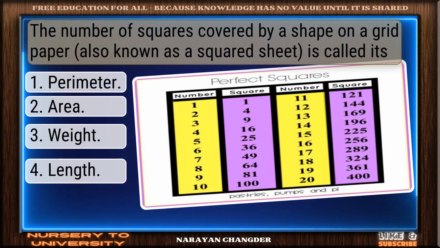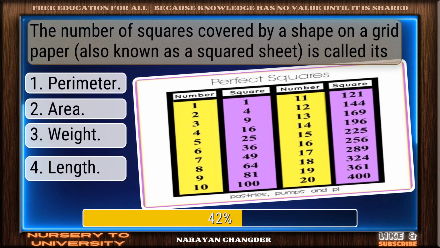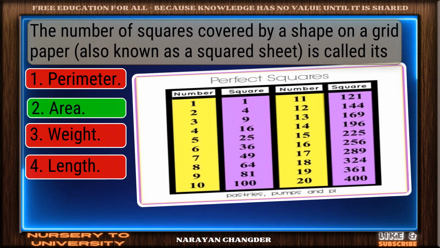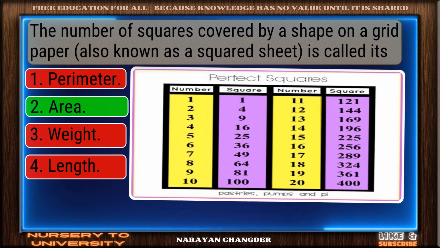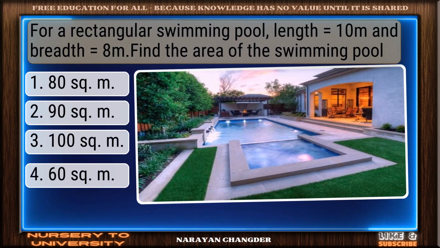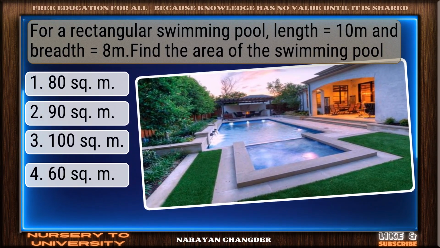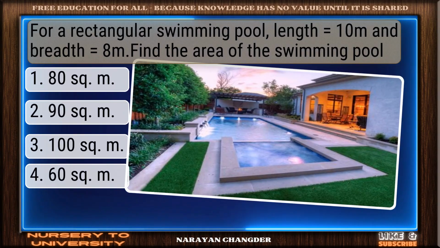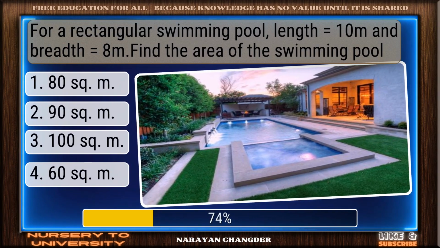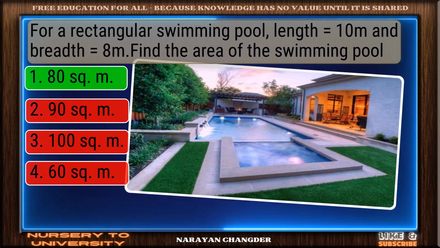The number of squares covered by a shape on a grid paper is called its. You got it. Your choice area is right. For a rectangular swimming pool, length equal to 10 m and breadth equal to 8 m. Find the area of the swimming pool. Valid point, 80 sq. m is true.